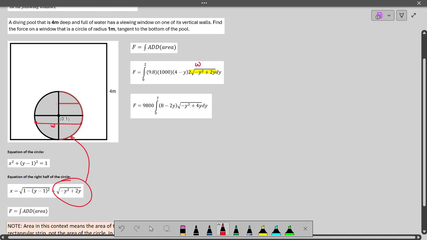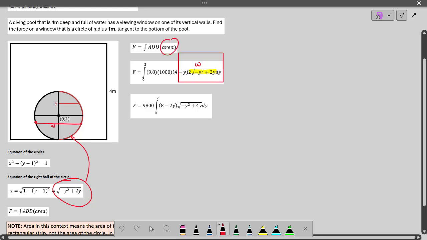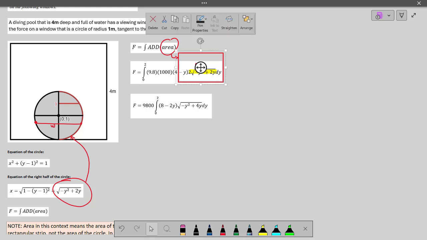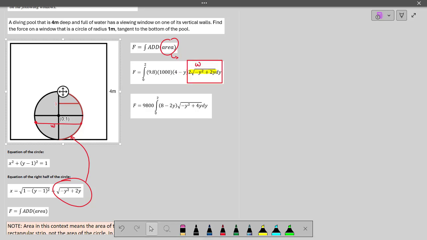So W is the right half of the circle doubled. And then W multiplied by dy, all of this is the area. All of that is the area right there. We just want it on that part. So that is W times dy, the area that we're talking about, the area of the strip.